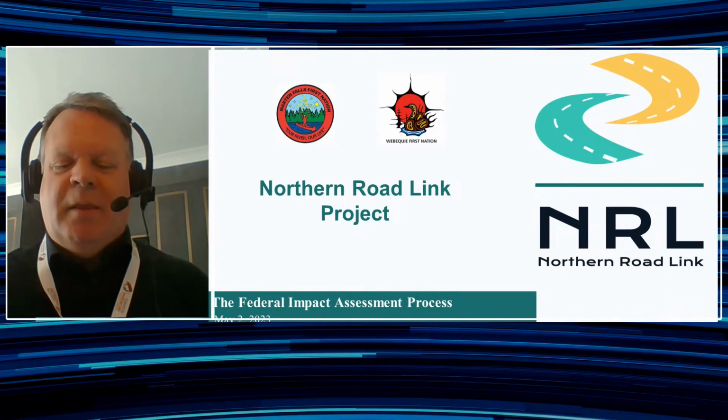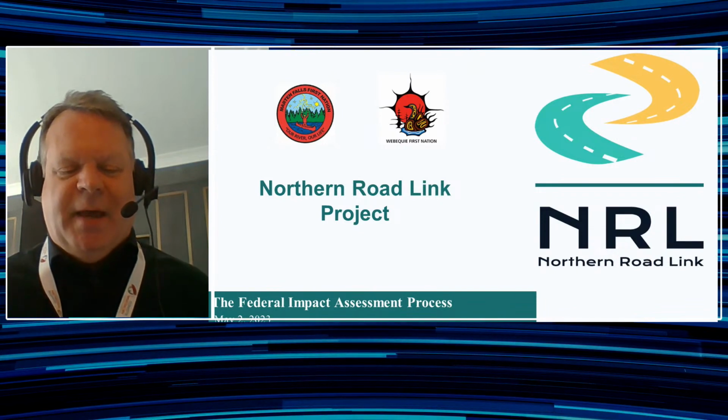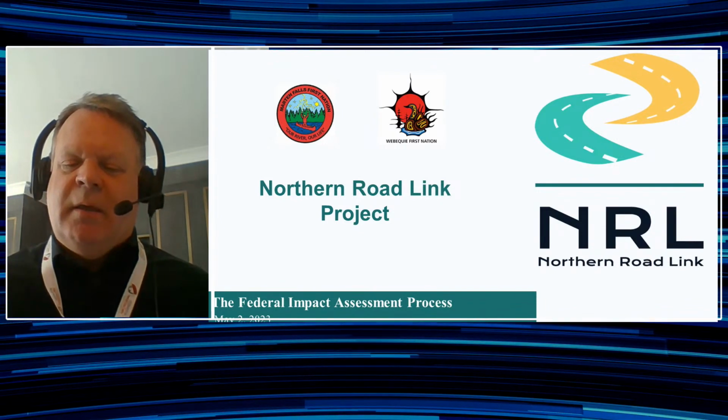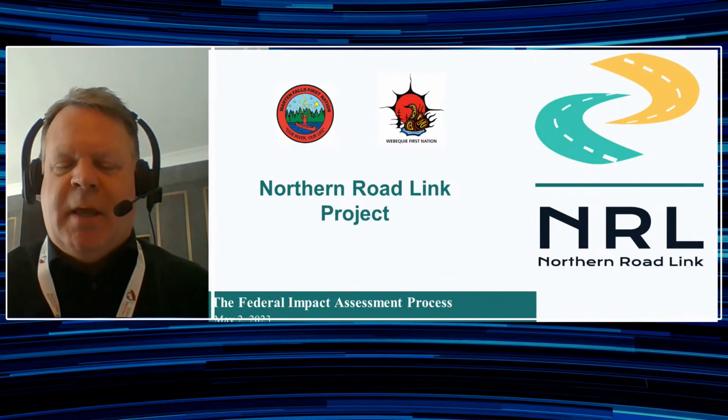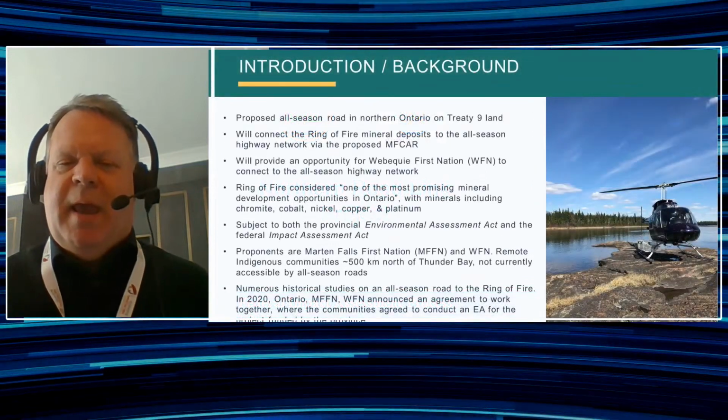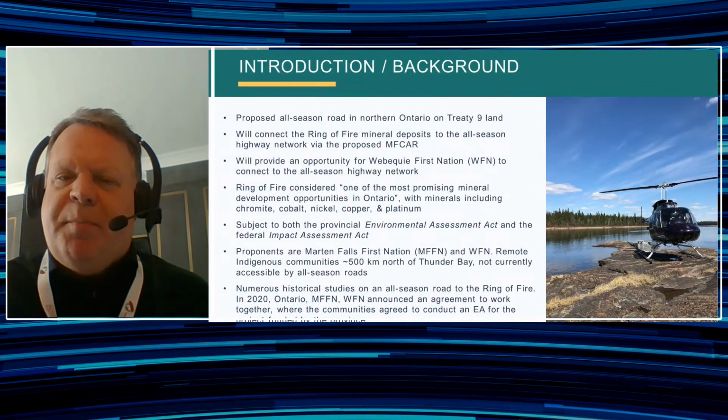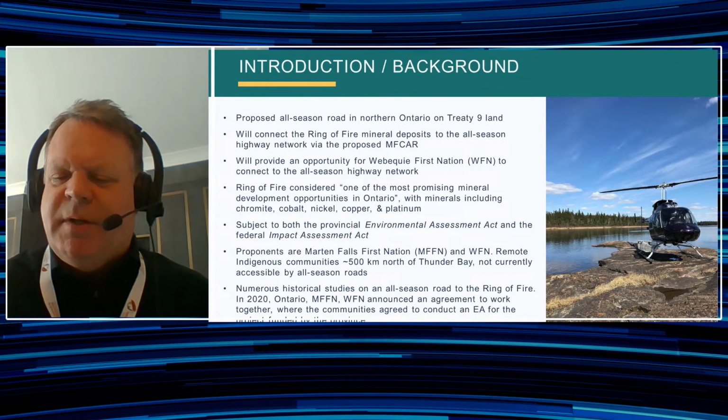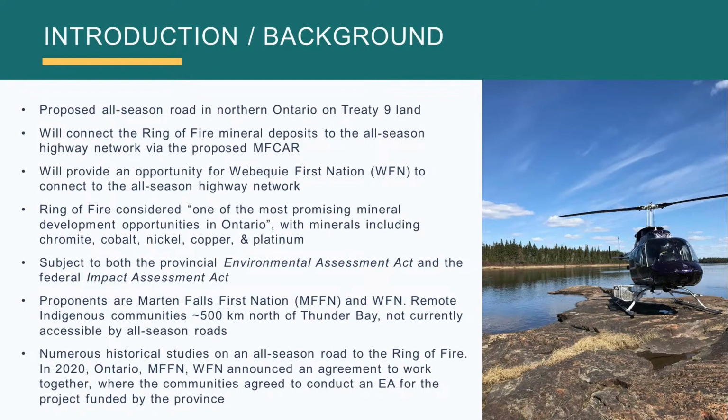So, the federal impact assessment process. Before we dive into that, what I would like to do is give you a bit of background on the Northern Road Link project. If we can move to the next slide, please. The project is a proposed all-season road in northwestern Ontario on Treaty 9 land. The project will connect the Ring of Fire mineral deposits to the all-season highway network via the proposed Martin Falls Community Access Road. In addition, the project will provide an opportunity for Webequie First Nation to connect to the all-season highway network through the Webequie Supply Road.